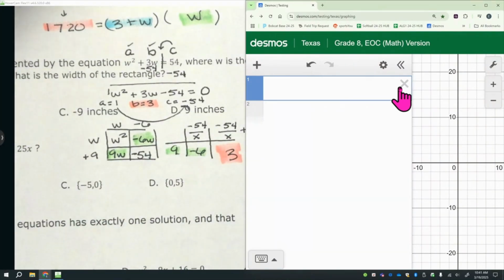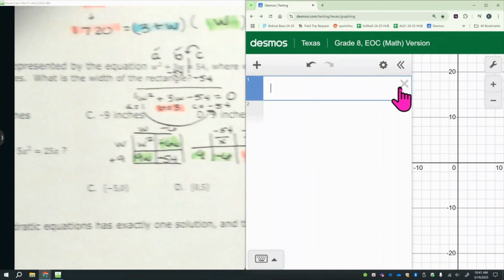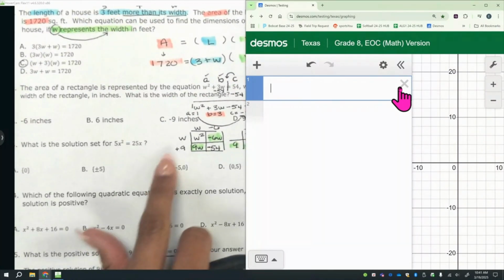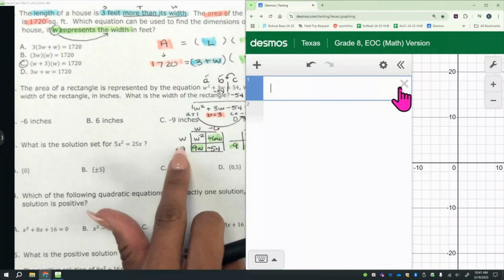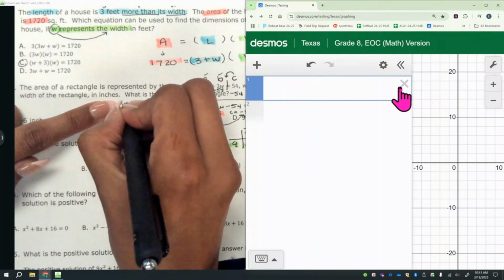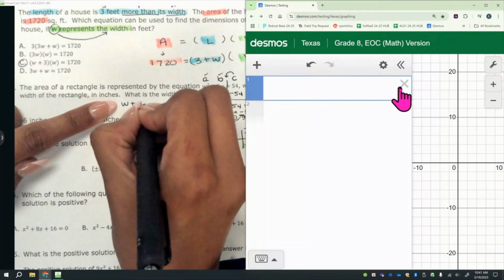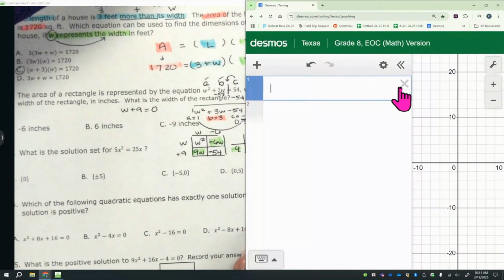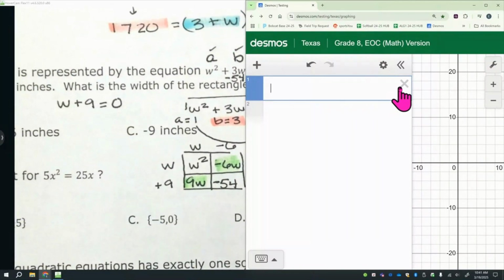Okay? But I'm not done yet. So I have to take my factors. In order to find a solution, I have to take my factors and solve. So I'm just going to write one of these factors over here, W plus 9, and set it equal to 0. So this is the last step when you're solving. So I'm going to zoom in here on that.